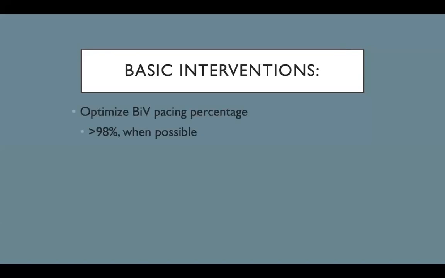And the first one is to optimize the BIV pacing percentage, or in some cases left ventricular only pacing percentage. And the ideal is to have greater than 98%. I'm going to show a slide later on, just a few slides from now, just to indicate how important that is. The other thing is optimization of atrioventricular and interventricular delay.